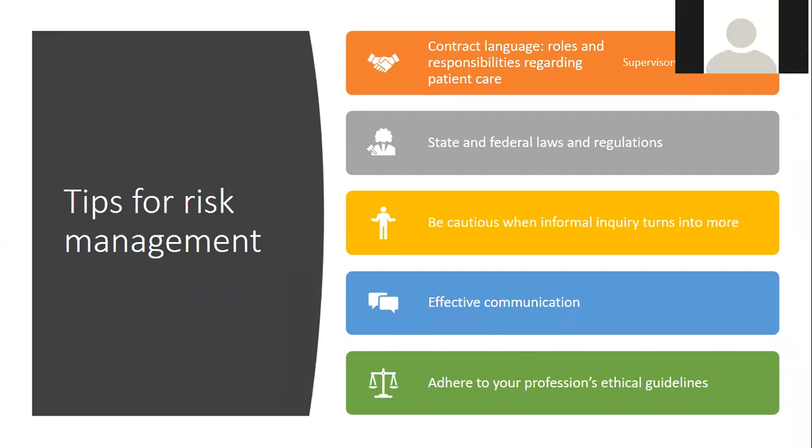So if you have a contract, really make sure that it very clearly spells out roles and responsibilities. If you have a supervisory relationship with someone, make sure that those are very clearly spelled out so that you have a sense of where the limits are and where some of your protections are. Just making sure that any contract language is very specific. Always referring back to state and federal laws and regulations, whether that's about HIPAA information or what constitutes a doctor-patient relationship, what constitutes a medical malpractice. Sometimes the states are a little bit different.